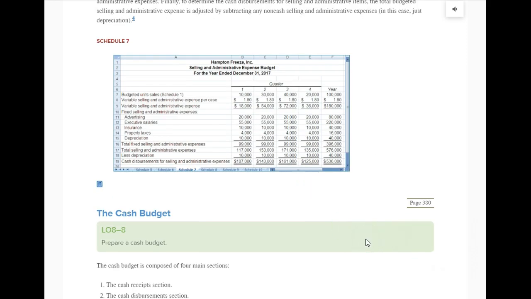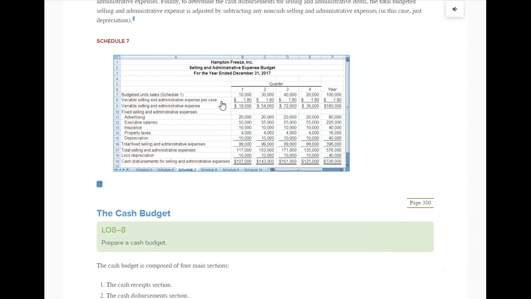Let's get away from the production area for a minute. This is the selling and administrative expense budget. Nothing in this budget relates to production. You can see that we do go back and use sales. So that's why the sales budget is so important. Everything relies on the sales budget. We expect to sell these units. These numbers should look familiar to you as before.